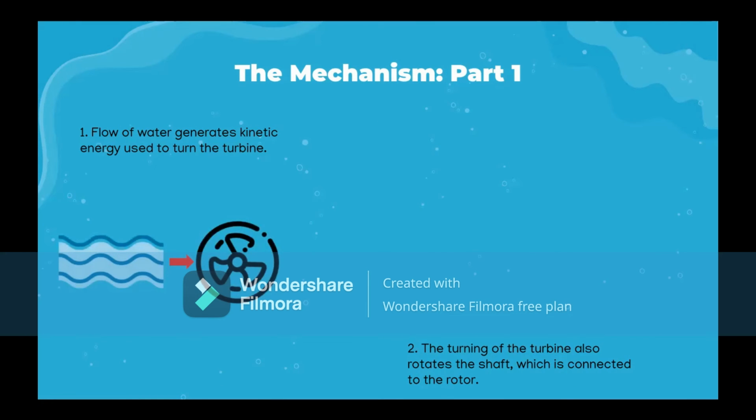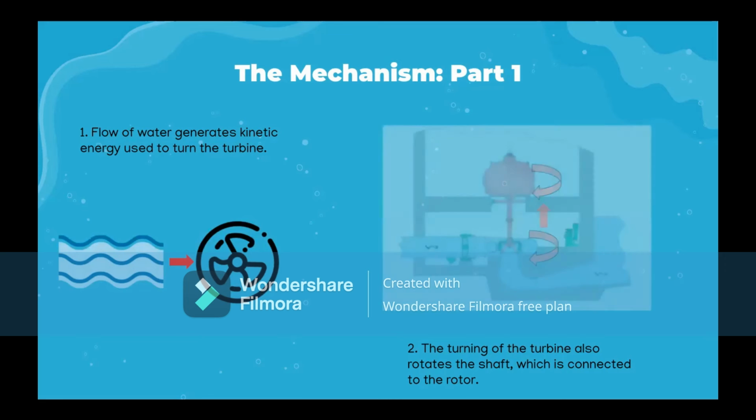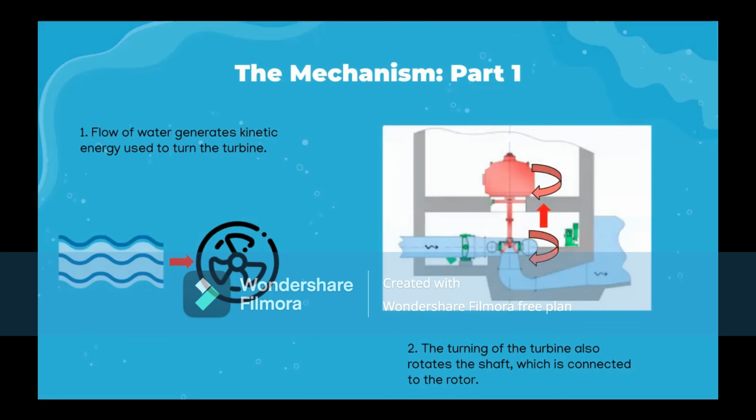Initially, the flow of water generates kinetic energy. When this kinetic energy meets up with the turbine, the kinetic energy is transferred into mechanical energy through the rotation of the turbine. Second, the rotation of the turbine rotates the shaft. The shaft, in turn, is connected to the rotor. Therefore, when the turbine turns, the rotor itself also turns.